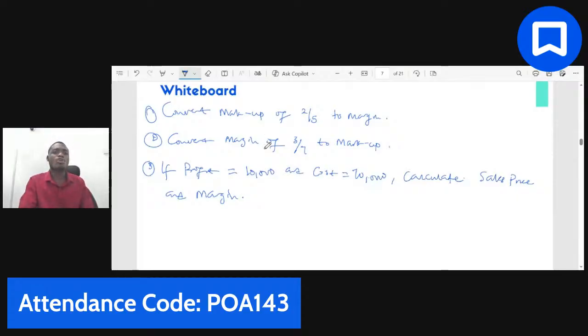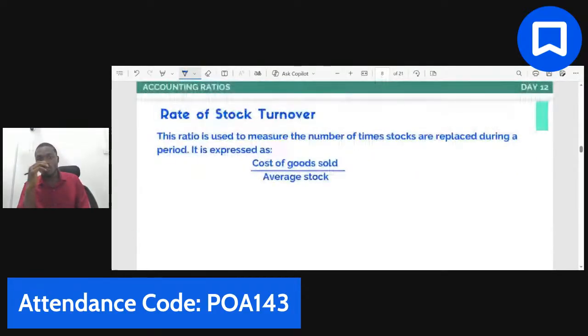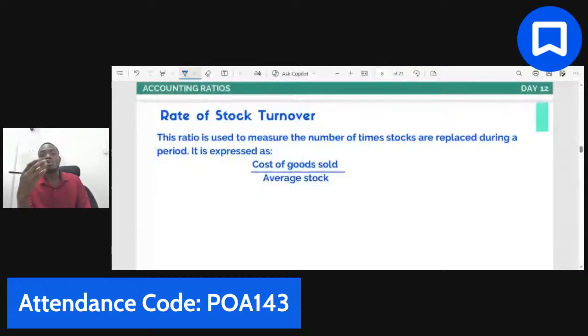Now, rate of stock turnover. This ratio is used to measure the number of times stocks are replaced during a particular period. So it is measured in times. So you say 5 times, 2 times. For example, the formula is cost of goods sold over average stock. If cost of goods sold over average stock equals 5, then you say 5 times.